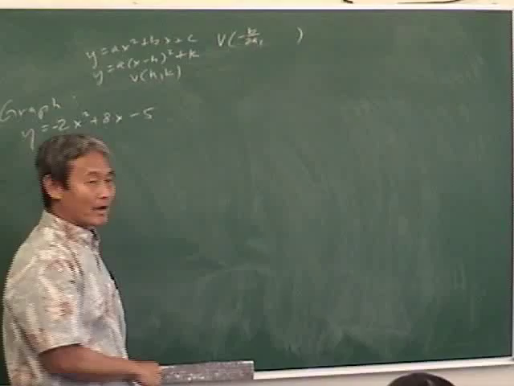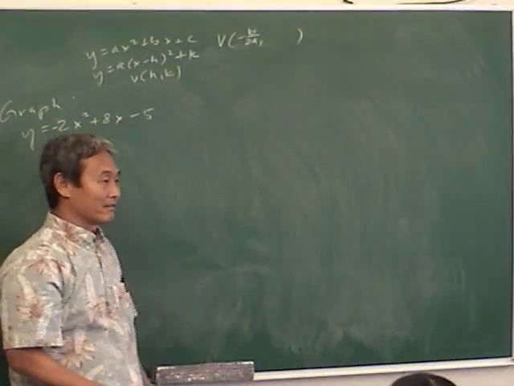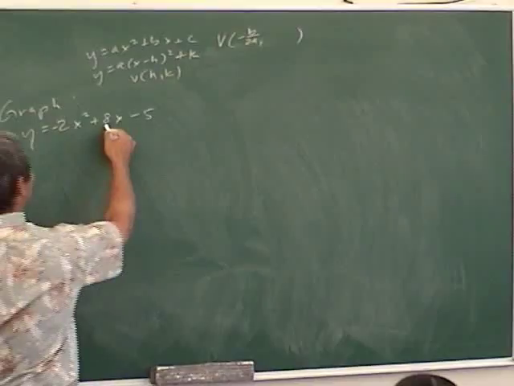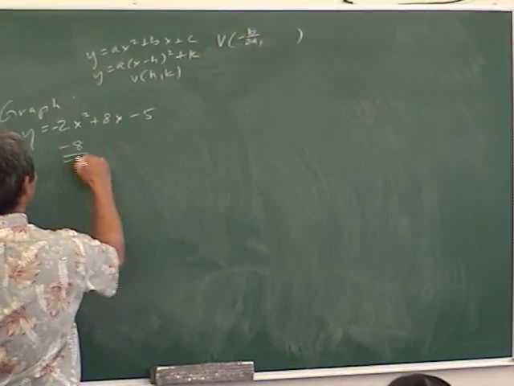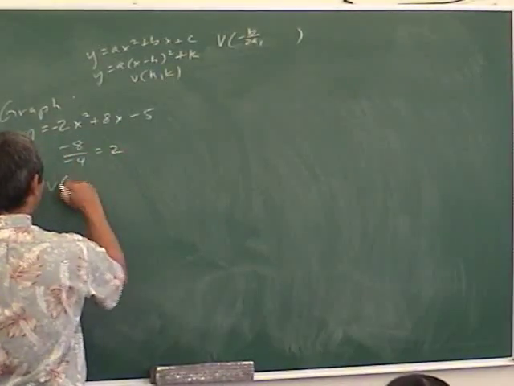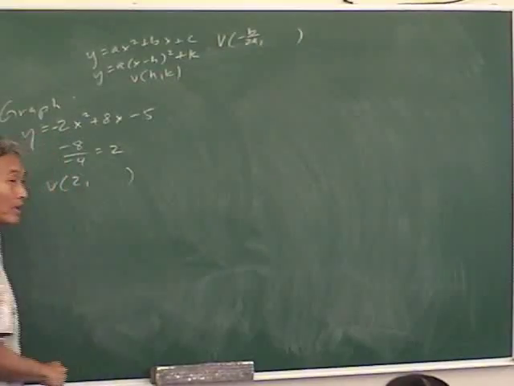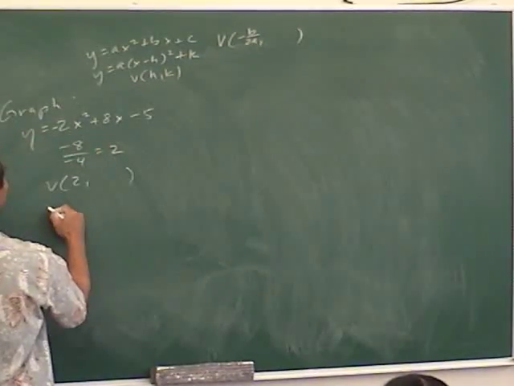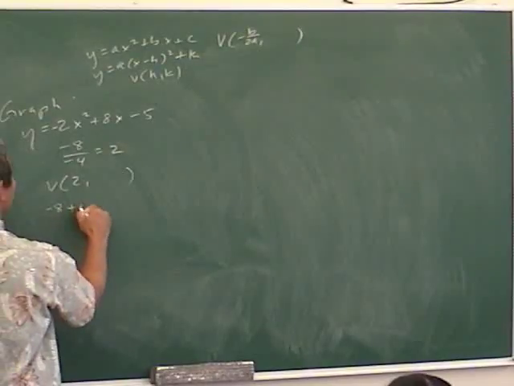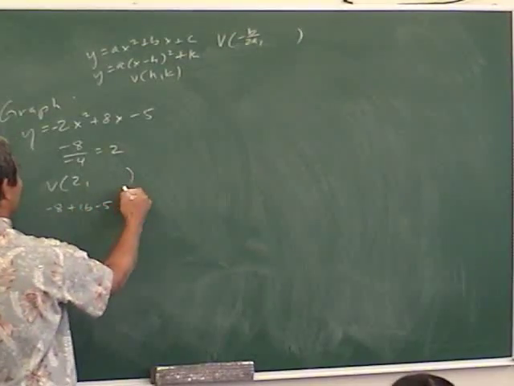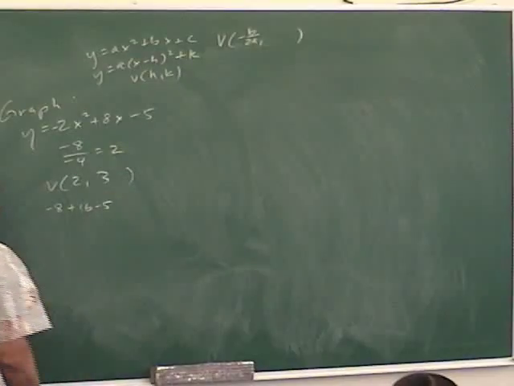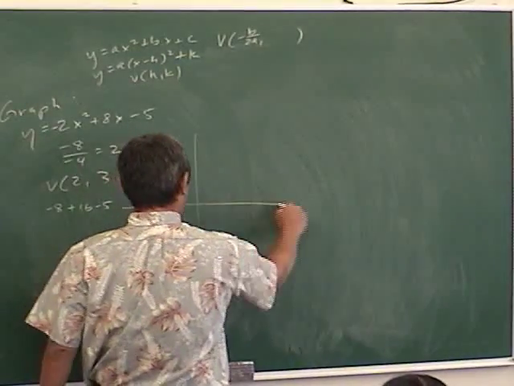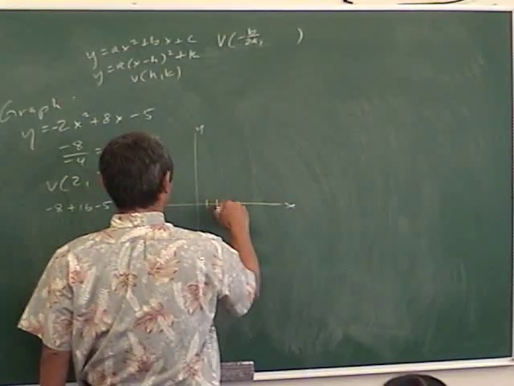How do you figure out the y-coordinate? Just plug it back in, right? You guys remember that. So, what is negative b over 2a in here? 2. So the x-coordinate of the vertex is 2. To get the y-coordinate, you just plug it in and go. What do you get? Negative 8 plus 16 minus 5 is 3. So the vertex is (2, 3).